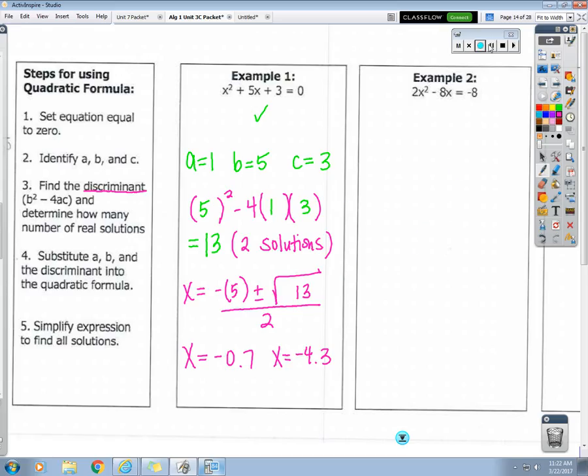Okay, example 2. Number 1, set the equation equal to 0. So to set this equal to 0, what would I have to do? Add that 8 back to the other side, and it would be 2x squared minus 8x plus 8 equals 0. So now that it's set equal to 0, now I can identify the a, b, and c.